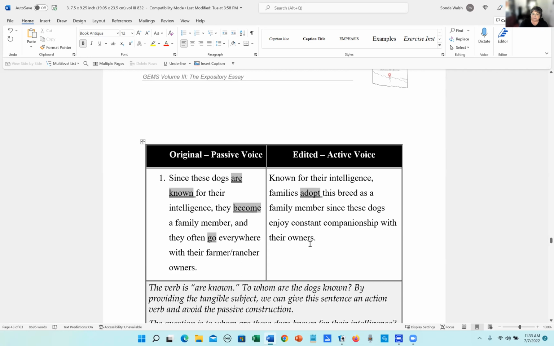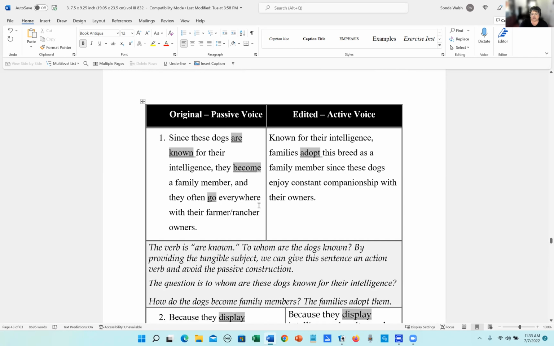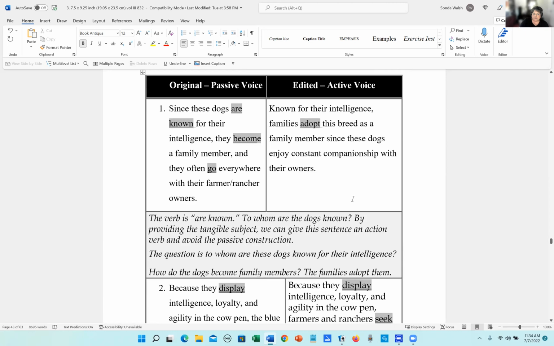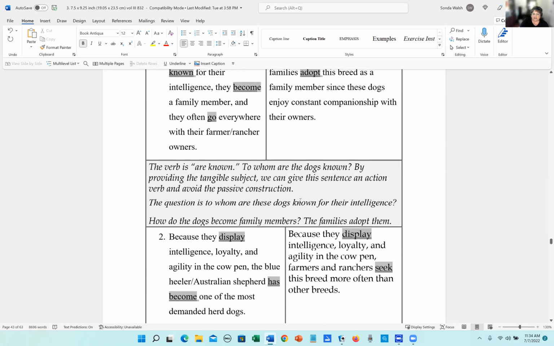So let's review. I won't go through every single box here, but again, I like to work in tables because it makes it easier to break it down. So here is the original in passive voice. Since these dogs are known for their intelligence, they become a family member and they often go everywhere with their farmer rancher owners. And so we edited that for active voice. Known for their intelligence, families adopt this breed as a family member since these dogs enjoy constant companionship with their owners. And you can read about why all of that has changed.